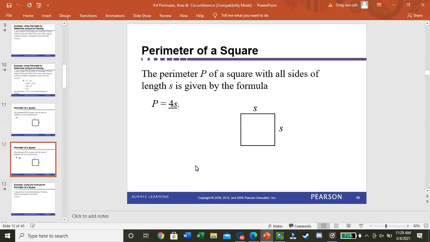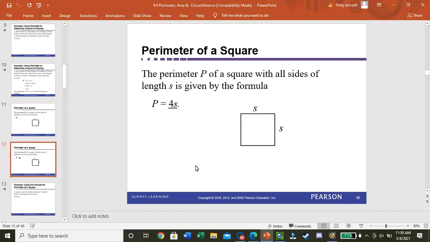Perimeter. Triangle is A plus B plus C. Rectangle, two times the length plus 2 times the width. Square, 4 times the length of a side.